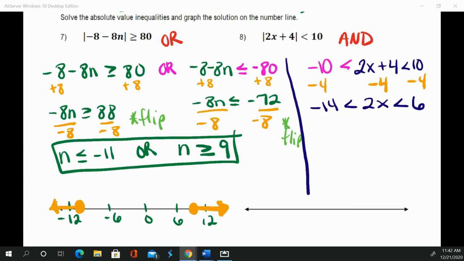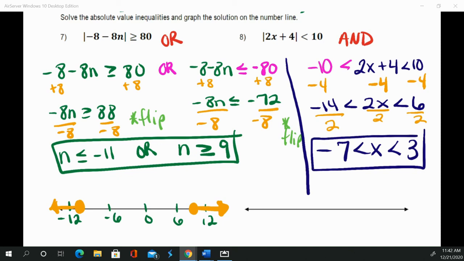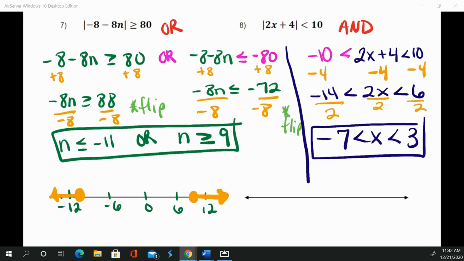In the middle we have 2 times x. So to finish, we want to divide all 3 parts by 2. So the solution for x is it needs to be less than 3 and greater than -7. So between -7 and 3.